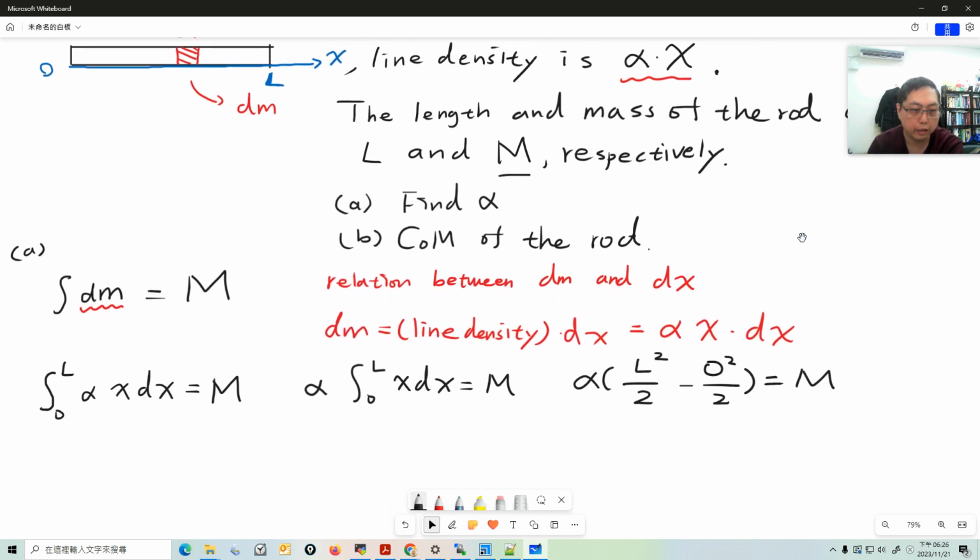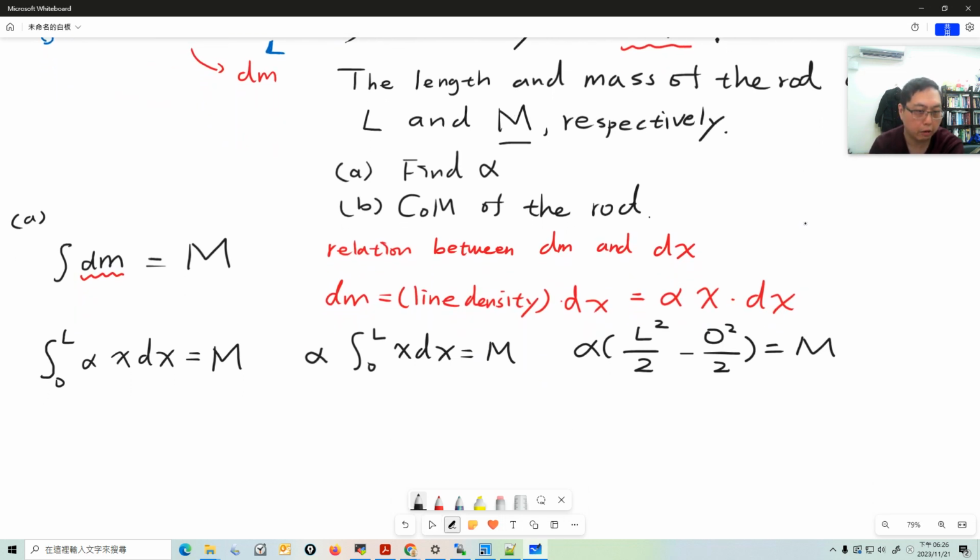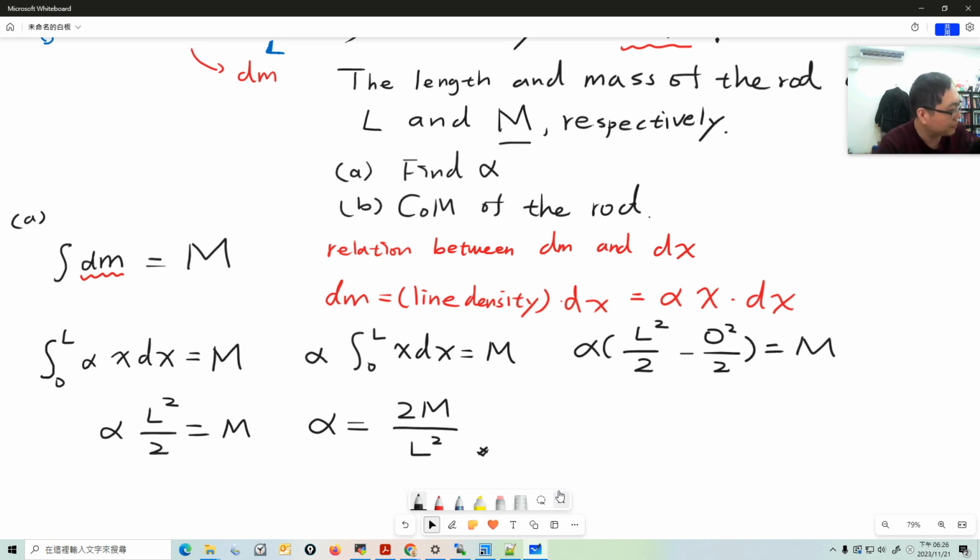So we have alpha times L squared over 2 equal to capital M. So our alpha is 2M over L squared. That's alpha, the first problem. Alpha is 2M over L squared. Check my answer. Did I calculate right? I'm afraid I calculated wrong again, right?